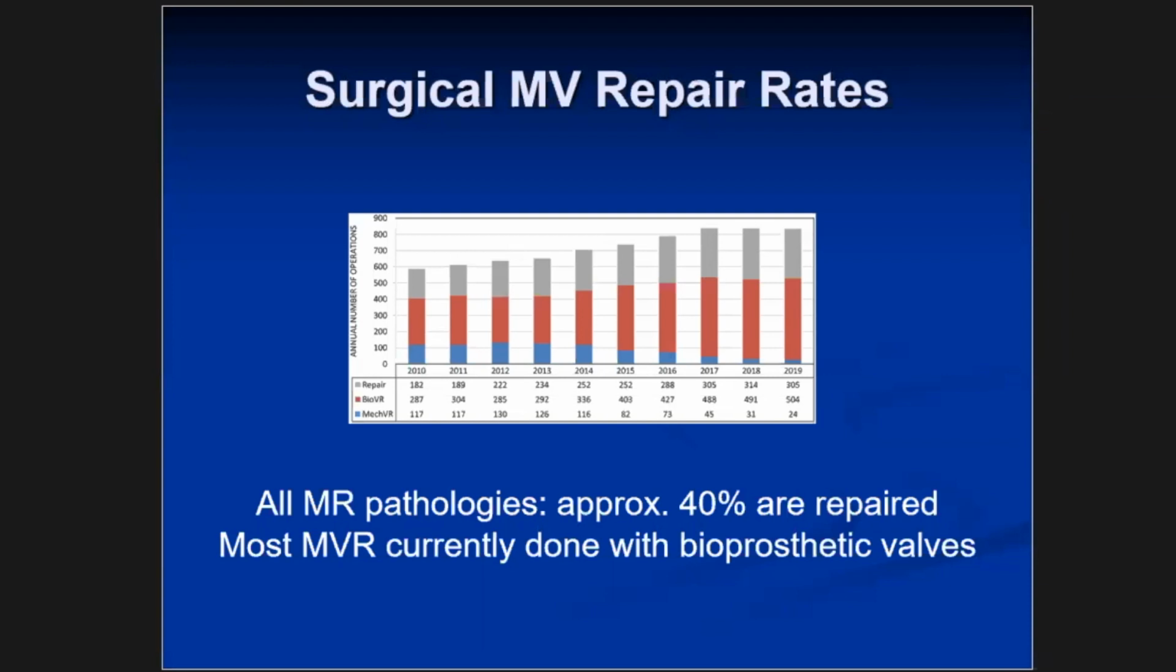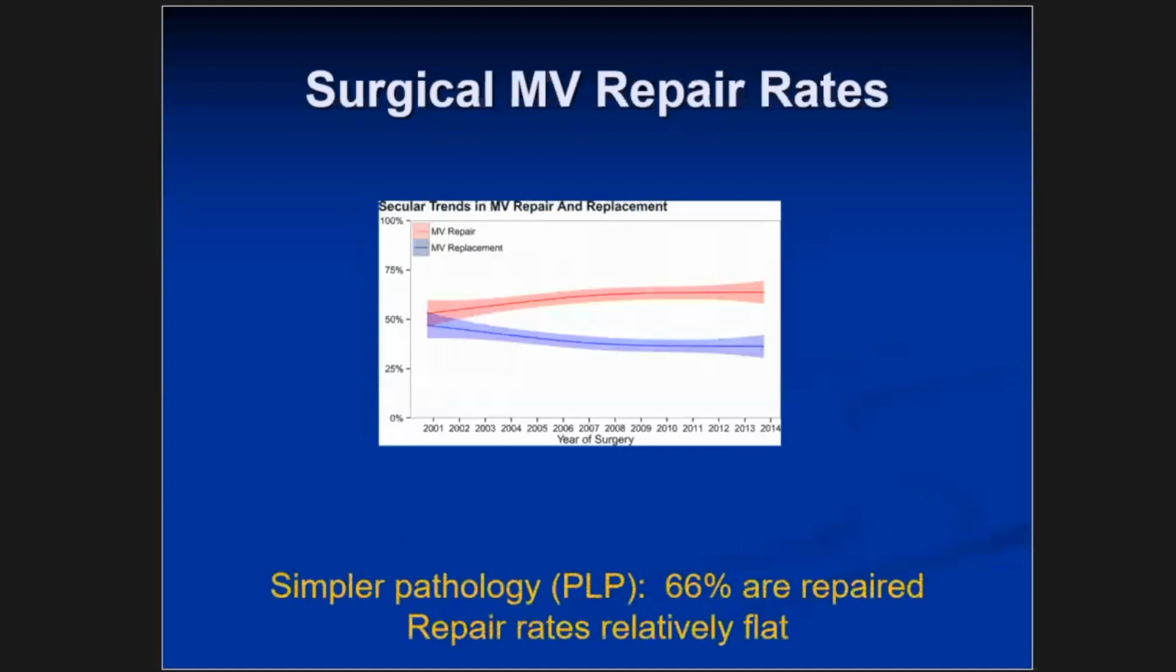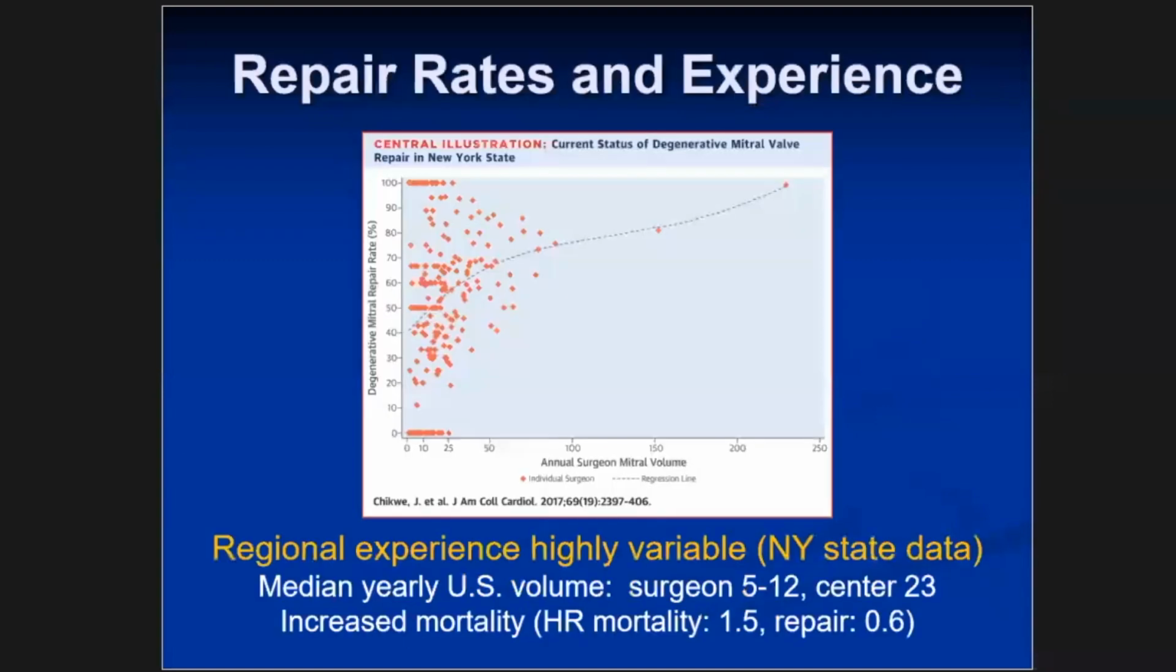The last couple of years have shown an increase in the incidence of mitral valve repair. But if you look at repair rates for all pathologies, the increase is more modest than we would think. And most pathologies that are treated are posterior leaflet prolapse, where the repair rates should be almost 100%. And currently, 66 to 88% of patients are repaired, and the repair rates are relatively flat and haven't changed until perhaps the last 5 years.